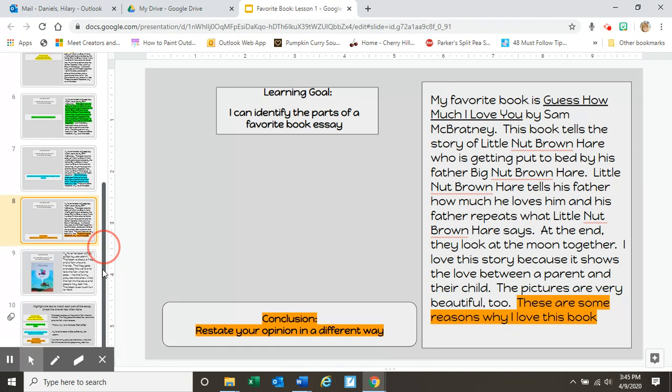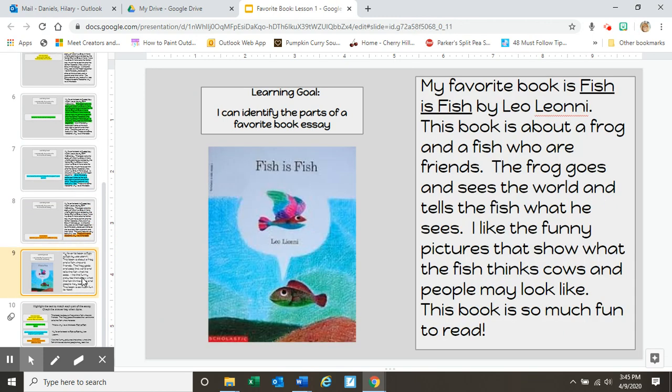Let's take a look at a new favorite book essay. After I read this essay to you, you are going to click on your assignment, and your assignment is going to be to find the different parts of the favorite book essay and highlight them.